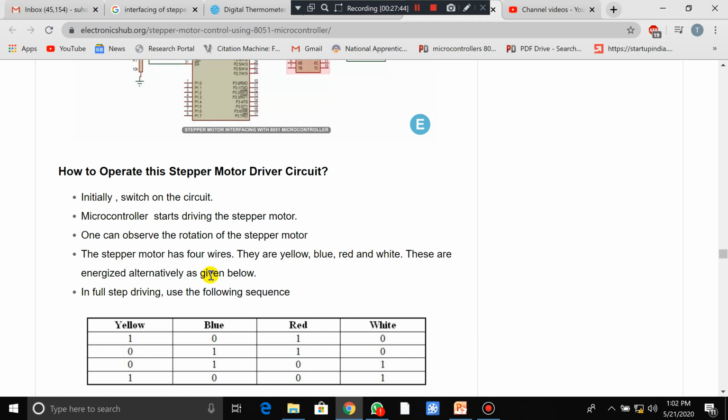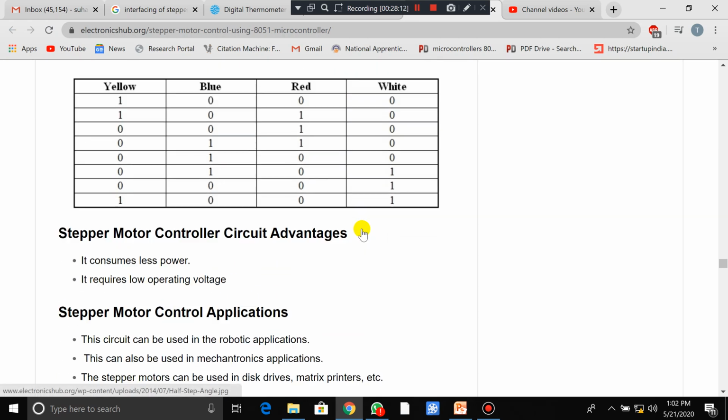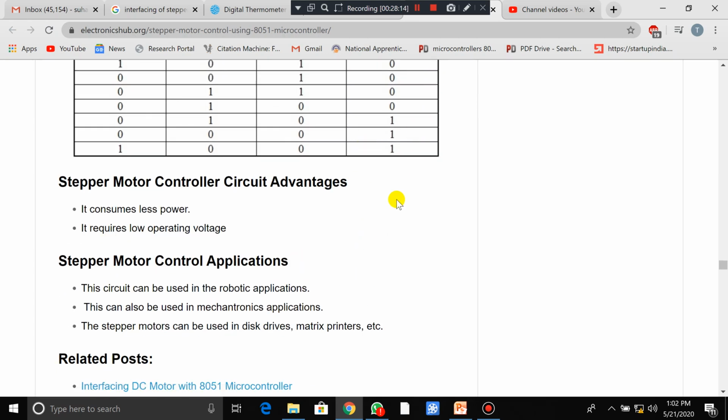These are the steps. Initially, switch on the circuit. The microcontroller starts driving the stepper motor. One can observe the rotation of the stepper motor. The stepper motor has 4 wires: yellow, blue, red, and white, and these are energized alternately, as we discussed before. How we energize them decides the direction of the motor, clockwise or anti-clockwise, as I showed in the presentation.